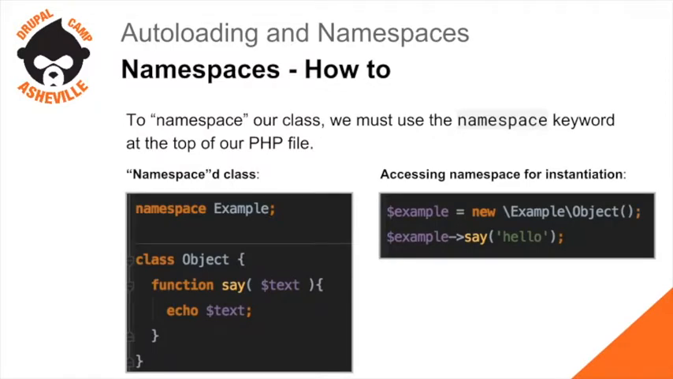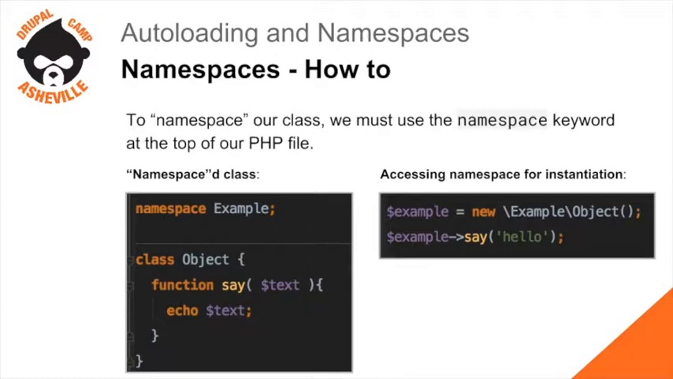It's done by using the keyword namespace at the top of the class file. So I've created a new class, apparently called Object, and I've said that this object exists within the namespace Example. So that later when I'm using this specific object, I'll instantiate it by saying new Example, its namespace, Object, its class name. And this is how you define it.